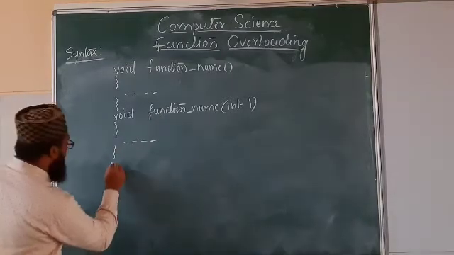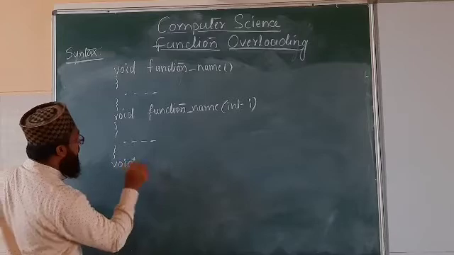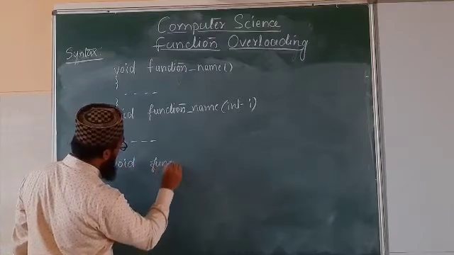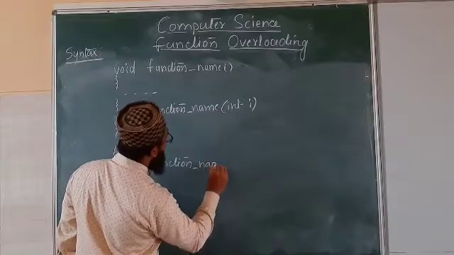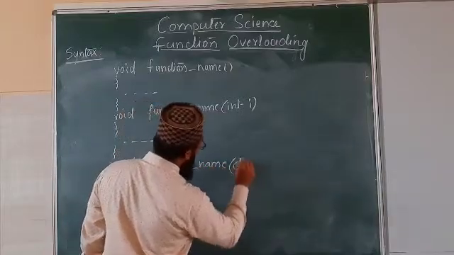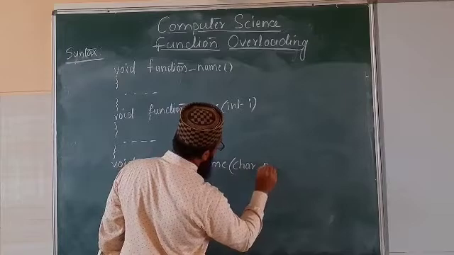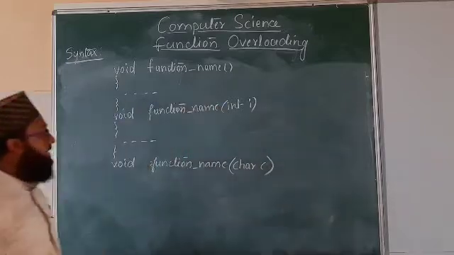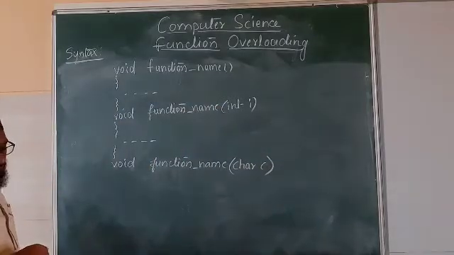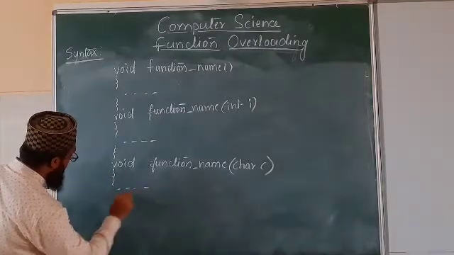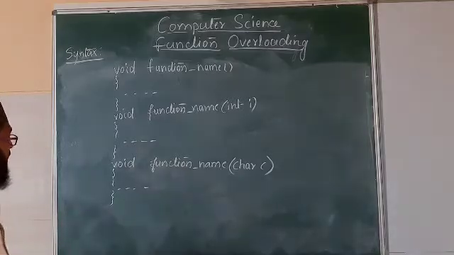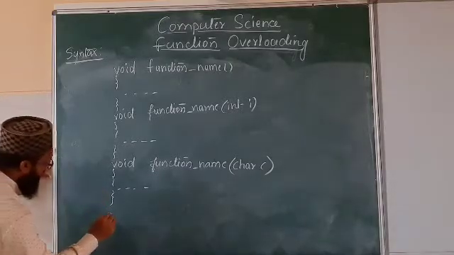After that I will take one more, with void return type, then function name, and we will take a character type argument, char c. Function overloading will be like this. Then open, then the body, then close. After that, we have to take one more thing, that is the main function.